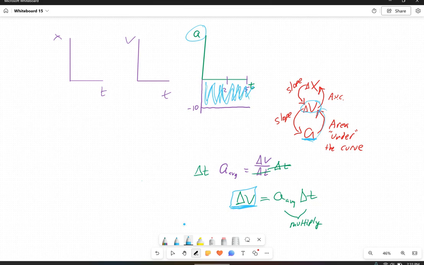So what is my change in velocity equal to? I'm going to multiply those two values. This is just a nice rectangle. So my average acceleration is -10, and my time was 5. So my change in velocity is going to be -50 meters per second.